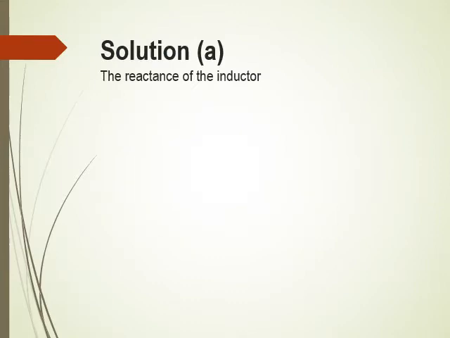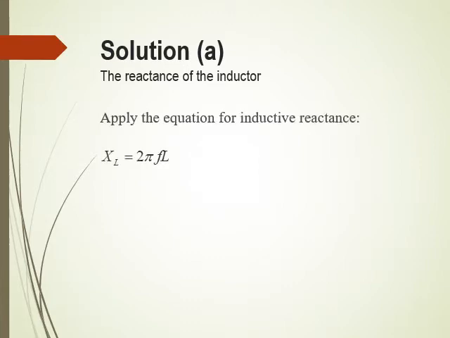Question A. Determine the reactance of the inductor. Now, since you are given the frequency and the inductance of the inductor, you can solve it by applying the equation for inductive reactance. So XL equals 2 pi FL. Substitute the values into the equation and you will obtain XL equals 28.27 ohm.